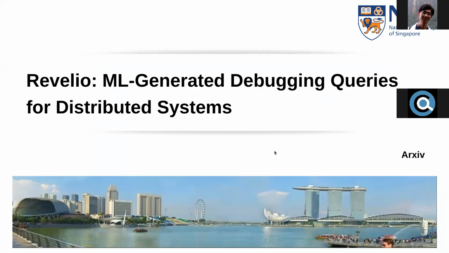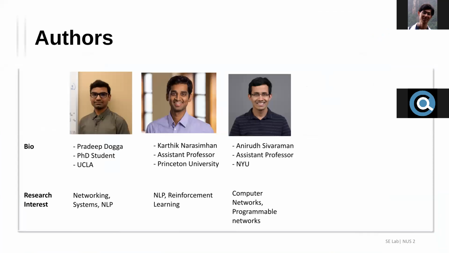All right. So the paper that I'm presenting today is called Revelio, ML-generated debugging queries for distributed systems. And these are the authors. So we have Pradeep Doga, who is a PhD student at UCLA, and his research interest is in networking systems and NLP. And we'll see that come into play in the paper later on. And I think he's supervised by Dr. Kartik Narasimhan and Dr. Anirudh. Okay, so these researchers are not that familiar to me.